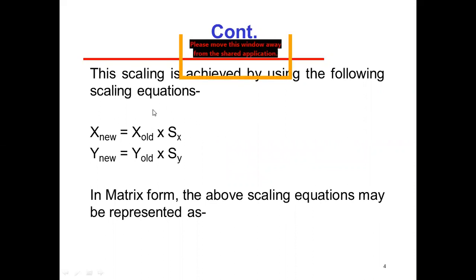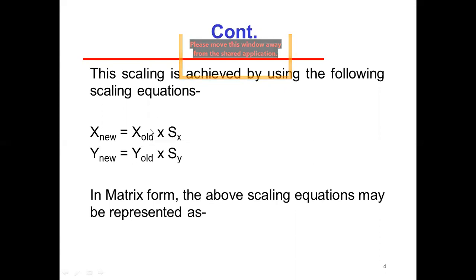The equations for scaling are x new is equal to x old times sx. This is a multiplication sign, don't be bothered by this. y new is equal to y old times sy. So we have x new equal to x old sx, y new equal to y old sy. We can also write x dash is equal to x sx, y dash is equal to y sy. Here dash indicates new.